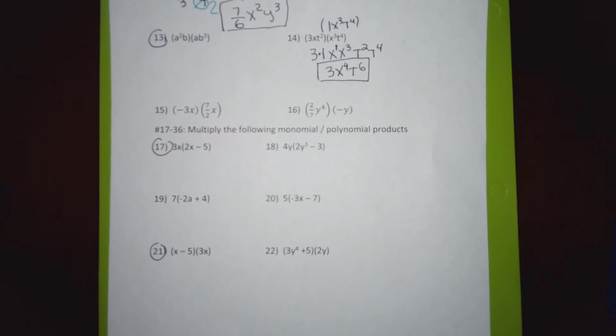17 through 36 gets slightly more complicated. We're multiplying a monomial by a binomial for most of these problems. And it's not particularly hard. We just have to distribute the monomial through the binomial and do more than one multiplication.